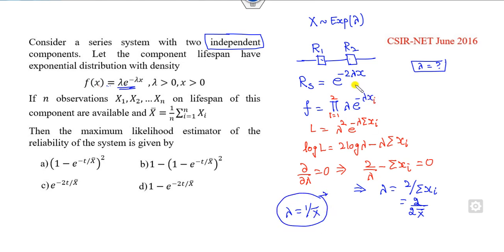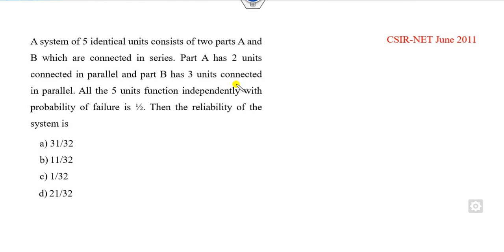So I can substitute the value of lambda here, and you can write this in terms of t. So e raised to power minus 2t divided by x bar is the right answer. Okay, look at another one.